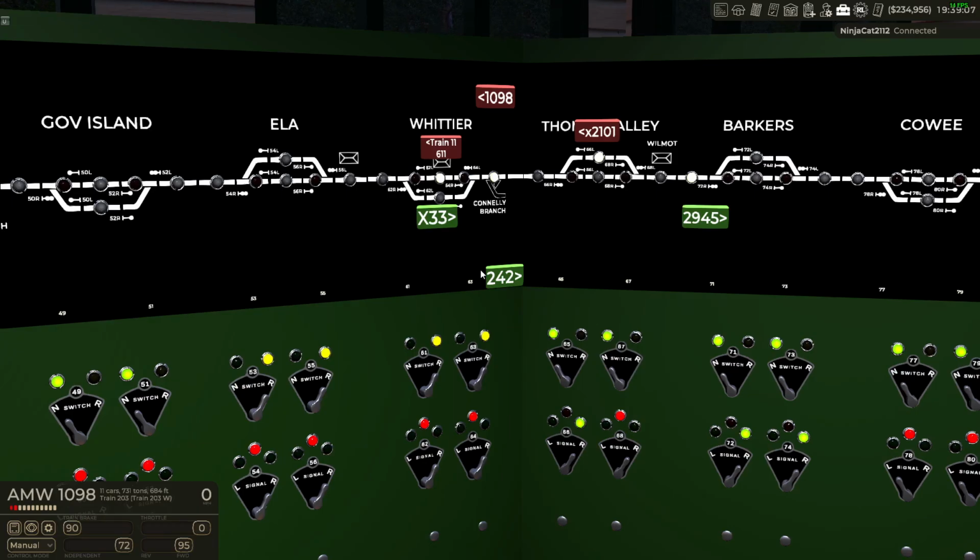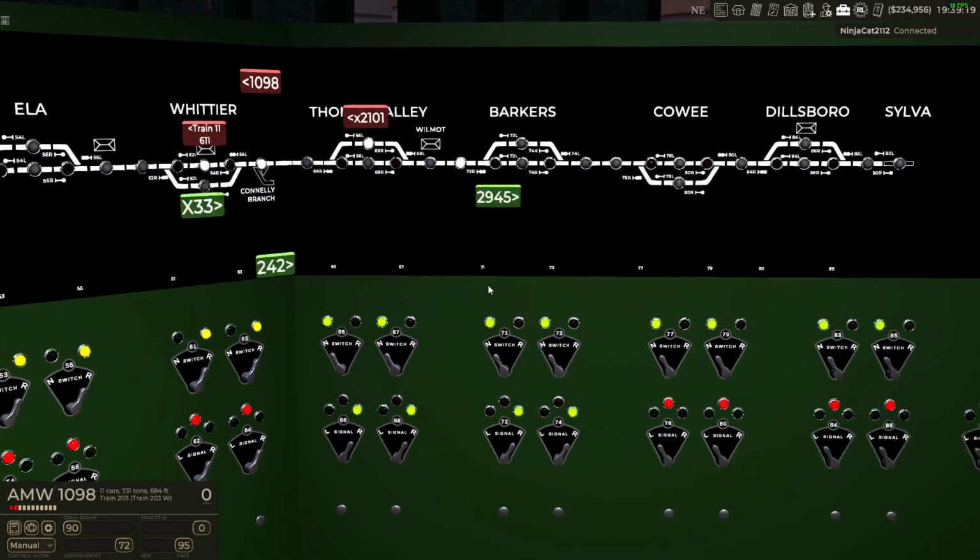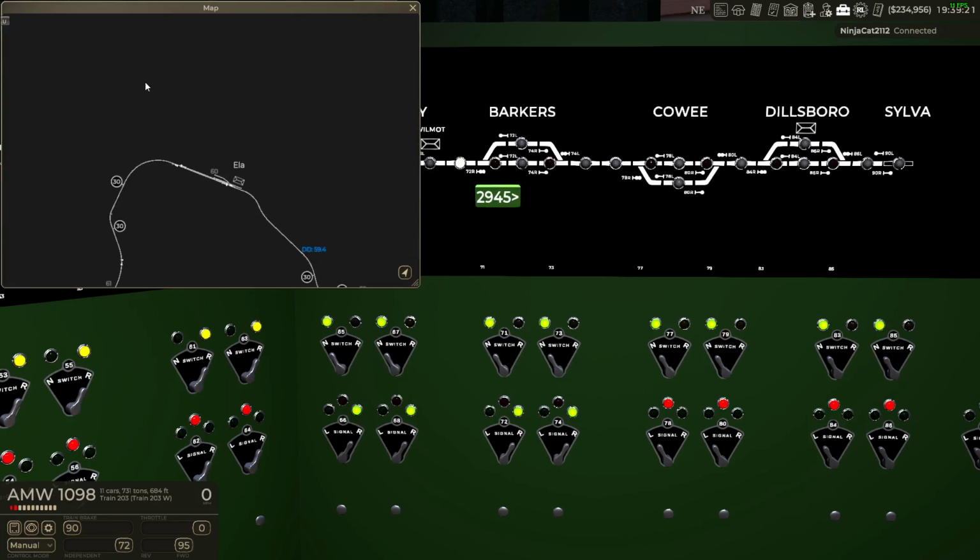because of the signals. So generally, a track warrant control or a timetable, train order railroad can both handle anywhere from up to 8, maybe at most 10 or 12 trains a day, depending on the territory.